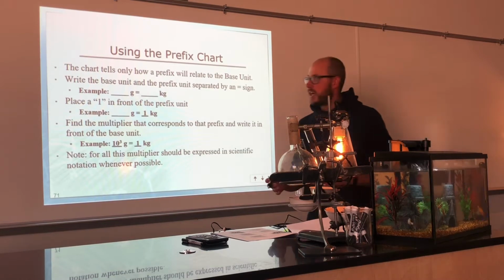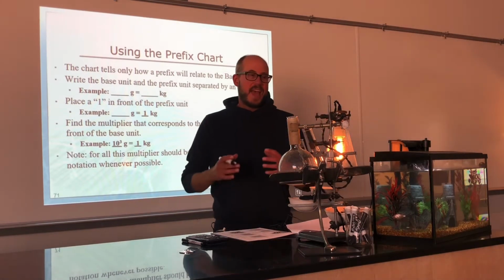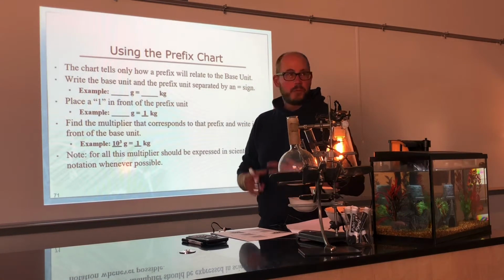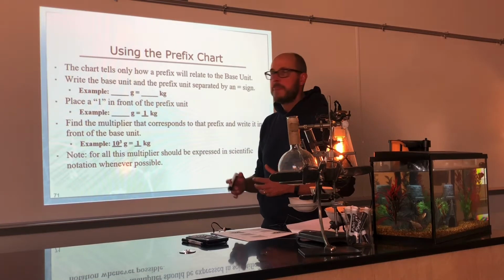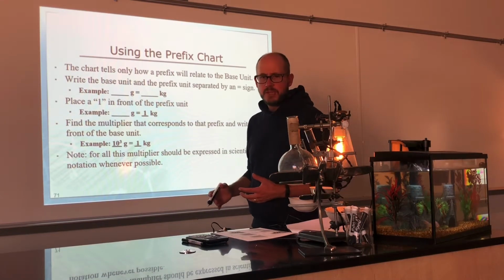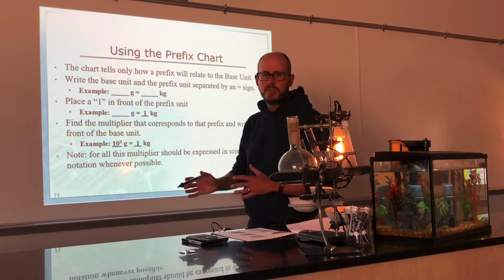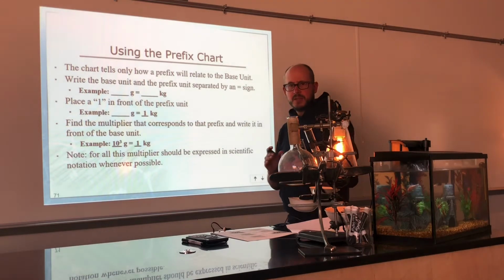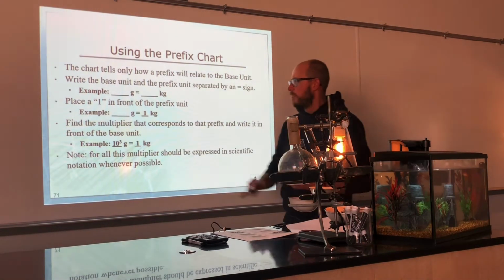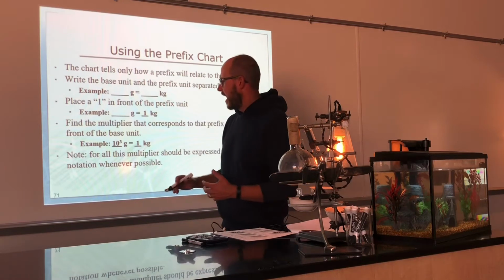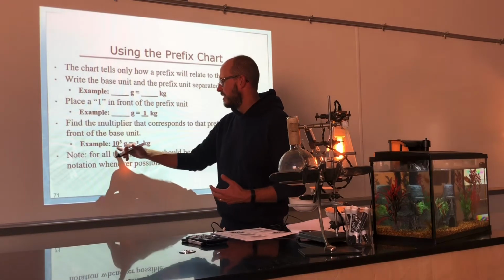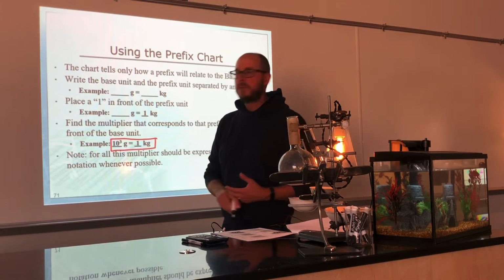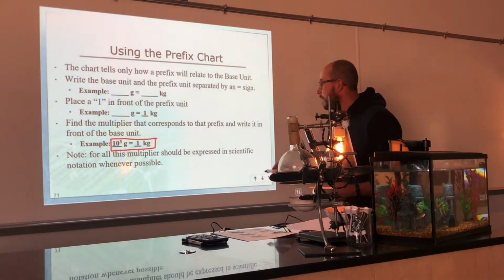Now, the prefix chart I gave you will explain how any prefix relates to the base unit. For example, if we're comparing grams to kilograms, put a 1 in front of the prefix unit. So it's what one of those prefix units is equal to, and then use the multiplier from the chart in front of the base unit. For example, 1 in front of kilograms, and 1 kilogram is 1,000 grams, or 10 to the third grams. So this becomes the relationship that we base our conversion factors on.